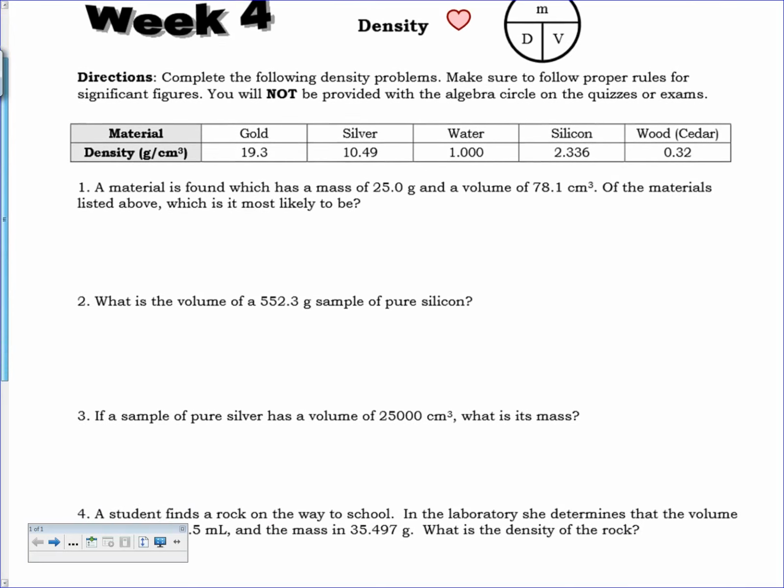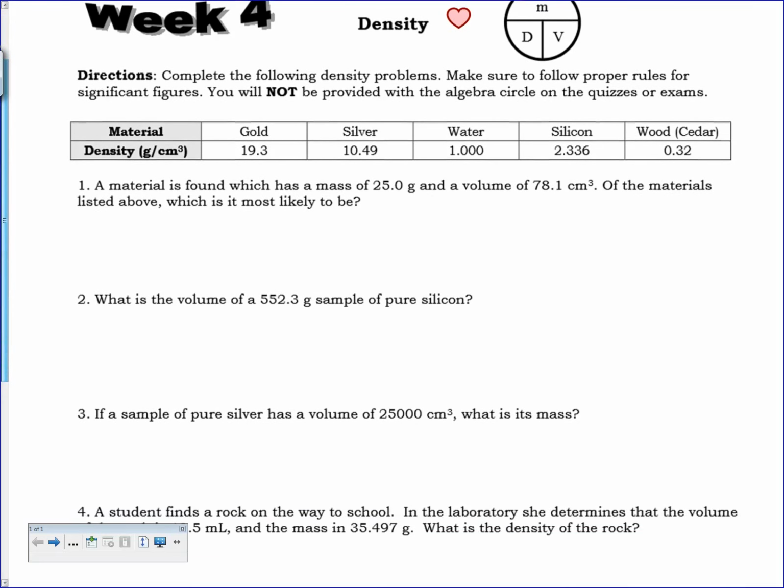So the first question here says that there's a material found. It has a mass of 25.0 grams and a volume of 78.1 centimeters cubed. And we're supposed to identify from the materials above which one it is most likely to be. It doesn't say this exactly in the problem, but you can read it through and see that you have grams and you have centimeters cubed, so that's mass and volume. So the thing you're missing here is the density, and that's what we can use to identify the substance.